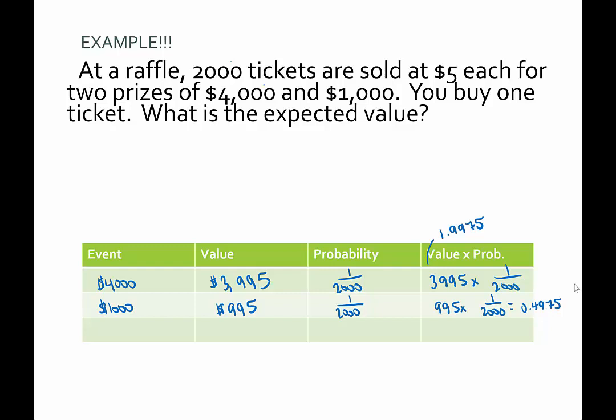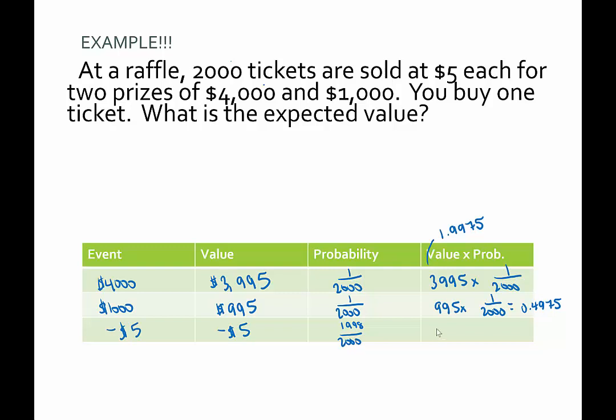Okay, but now we have to consider the other event, the most likely event: you don't win either prize. This would be a loss of $5. So the event is losing $5, and the value is minus $5. And the probability, well, there are 2 winning tickets out of 2,000, which means there's 1,998 out of 2,000 chance, a probability of not going home with anything. Just sadness all around. I'm just kidding.